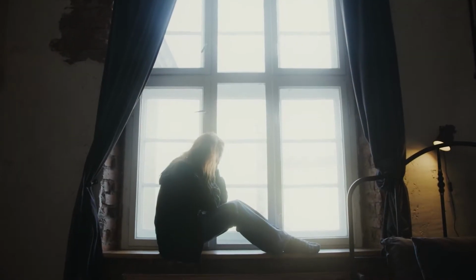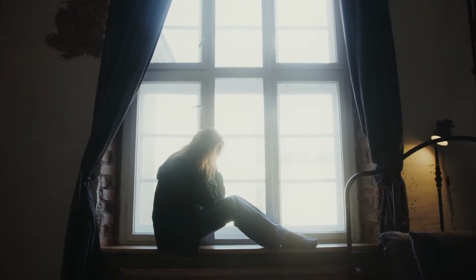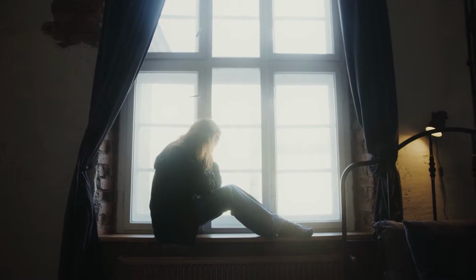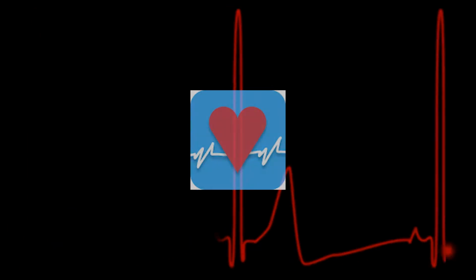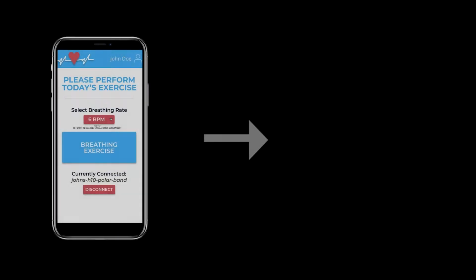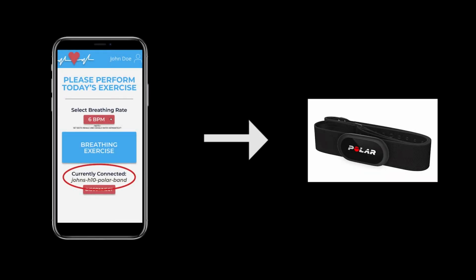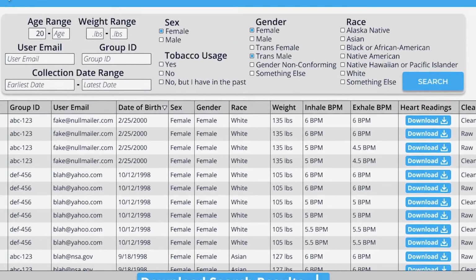Recent research has shown that low heart rate variability measurements are correlated with various health problems, such as depression and anxiety. Our product, HeartBit, is a system that aims to aid researchers in the exploration of links between heart rate variability and our health. It consists of a mobile app, which interfaces with a Polar heart rate monitor to determine a patient's heart rate variability and stores the collected data in a secure database to be analyzed by researchers.